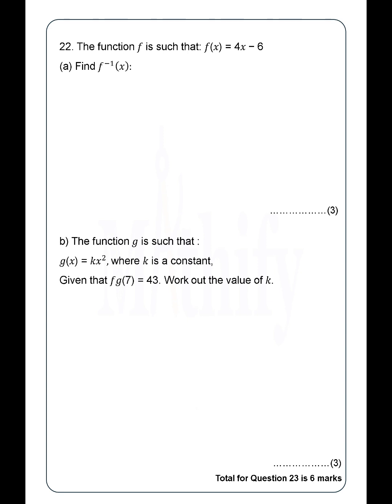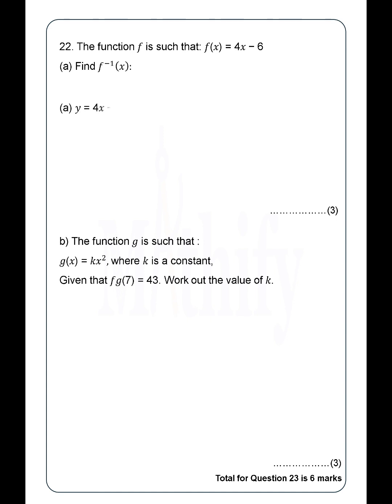Question 22. The function f is such that f of x is equal to 4x minus 6. Part A, find the inverse function of f, in other words, f to the power of minus 1 of x. Part B, the function g is such that g of x is equal to kx squared, where k is a constant. Given that f of g of 7 is equal to 43, work out the value of k. So this topic is composite and inverse function. Part A is inverse function.